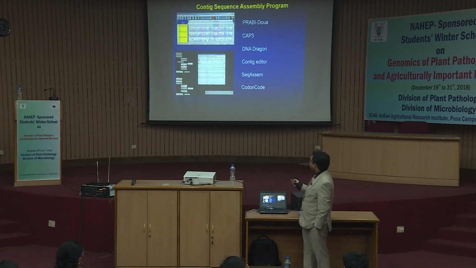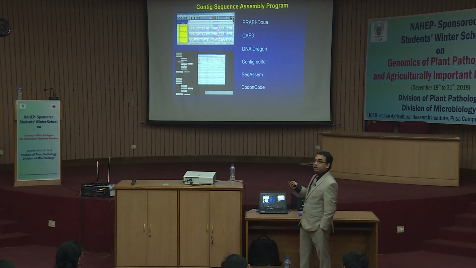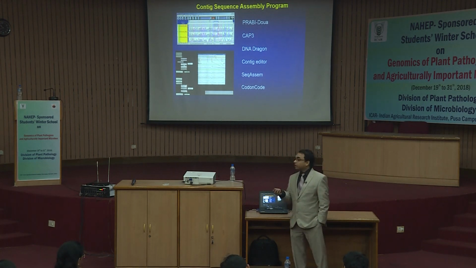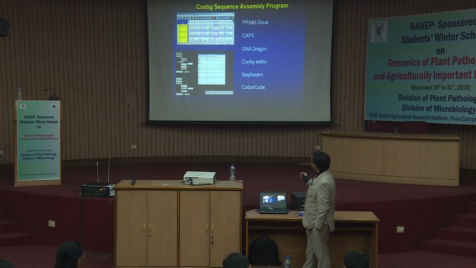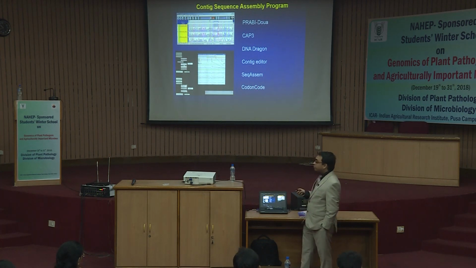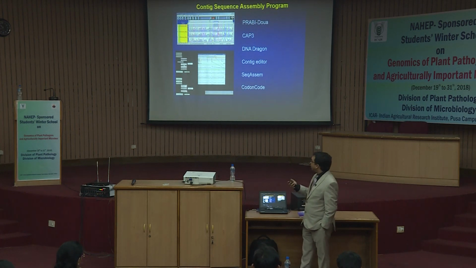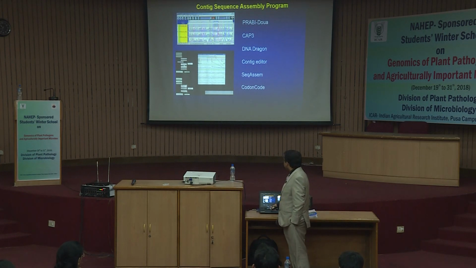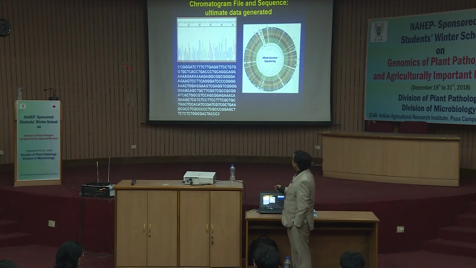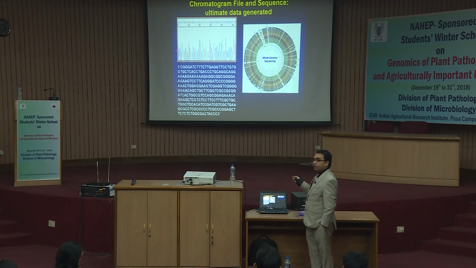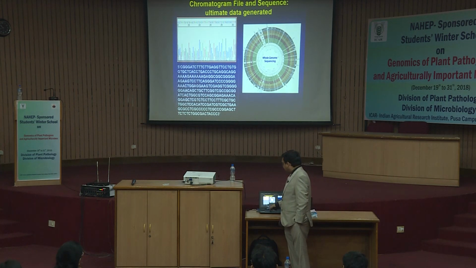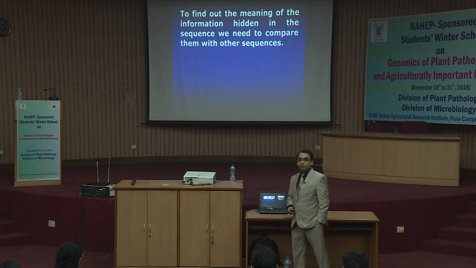And for whole genome sequencing, this contig assembly we cannot do manually; for that we need sequence assembly software, and there are different software packages available. By these software you can do contig assembly and generate the scaffolds. So, this is how the actual sequence file looks. This is called a chromatogram file or whole genome sequencing data.